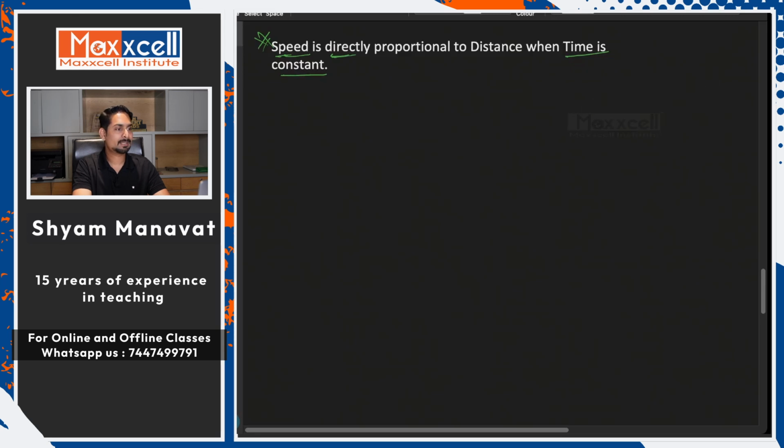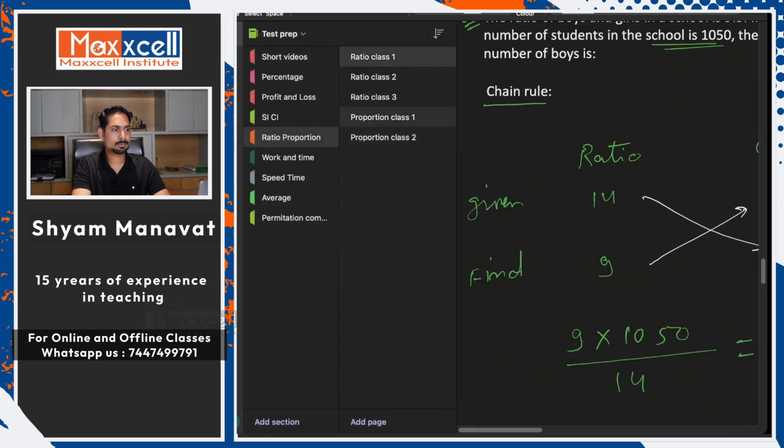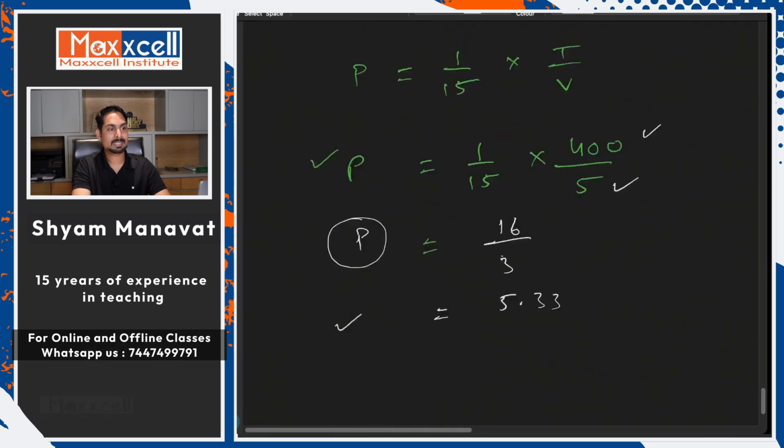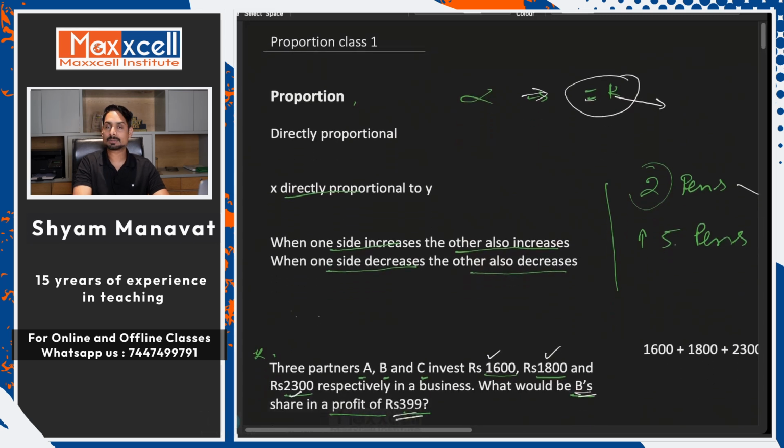We have recently covered ratio and proportion, if you remember. We discussed directly proportional and inversely proportional. What is directly proportional? If one side increases, the other also increases. If one side decreases, the other also decreases. What is inversely proportional? If one increases, the other decreases. Inverse impact, right?